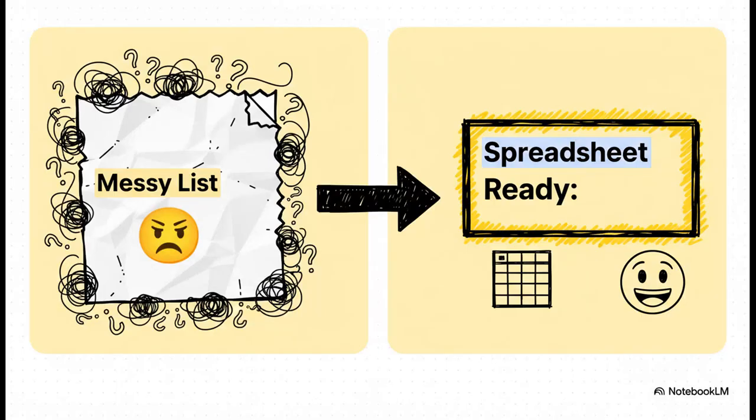And just look at the difference this makes. On the left, you've got that typical messy conversational list that's a pain to work with. But on the right, perfect, clean CSV data. You can literally just copy that block and paste it directly into a spreadsheet. Zero cleanup required. This is the power we're talking about.